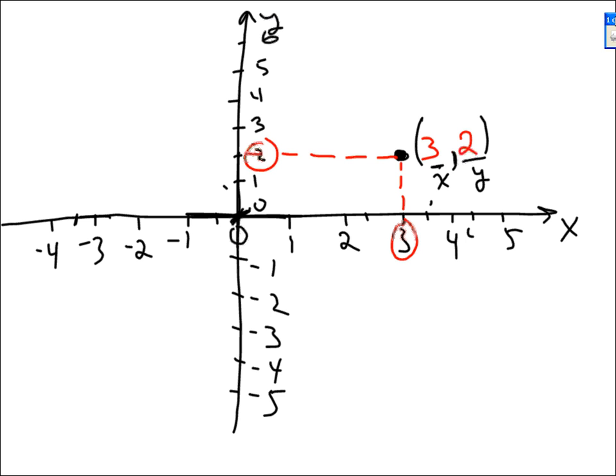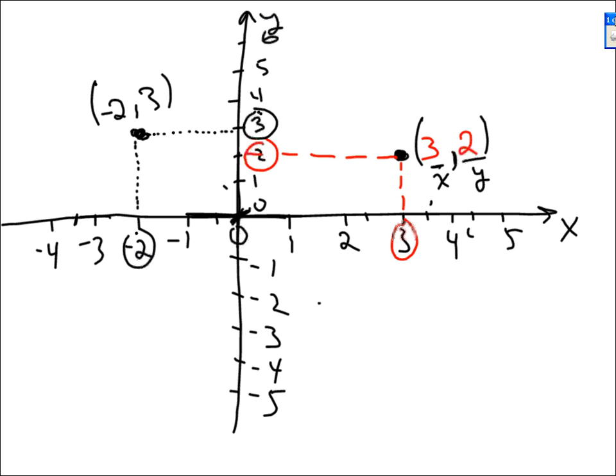If you were asked what this point right here is, remember you have to give two numbers. Well, go to the x-axis, read it off. This time we go to the y-axis, we have to go to the right. But that doesn't matter. Read it off. 3.